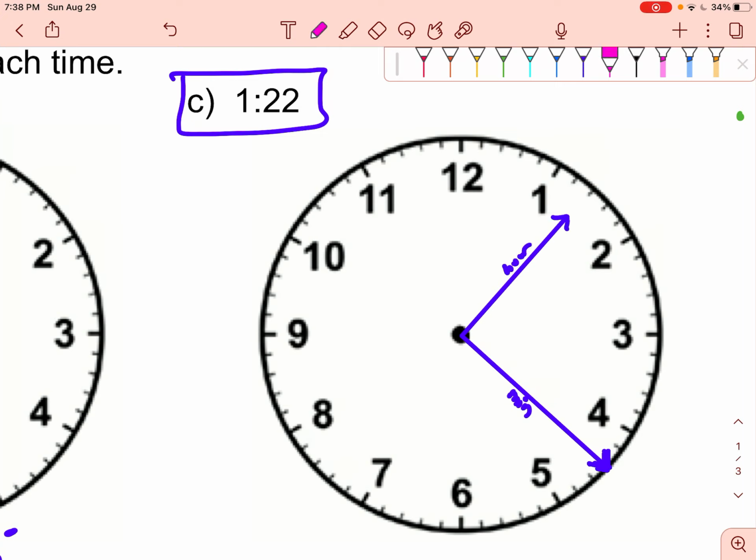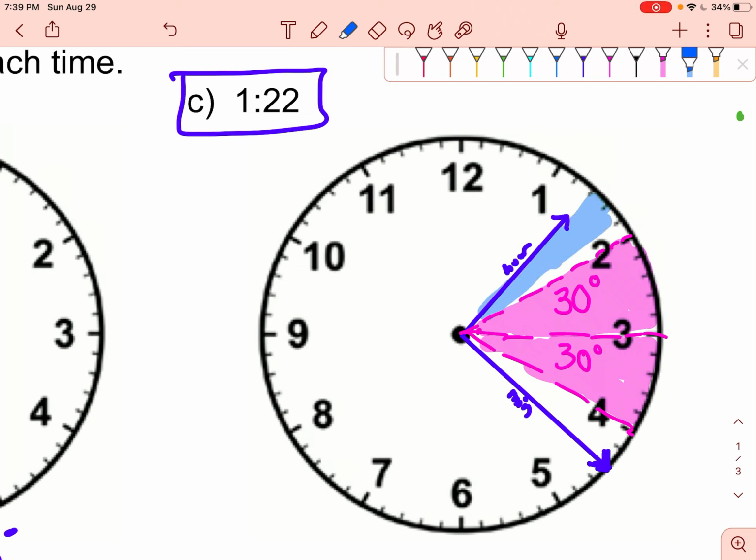Okay, so what I first like to do is I first separate it into those 30-degree sections. So we know that we have a 30-degree section here and a 30-degree section right here. So here's my 30-degree section. Here's my 30-degree section. And so what I'm going to do is we are going to calculate this section right here.